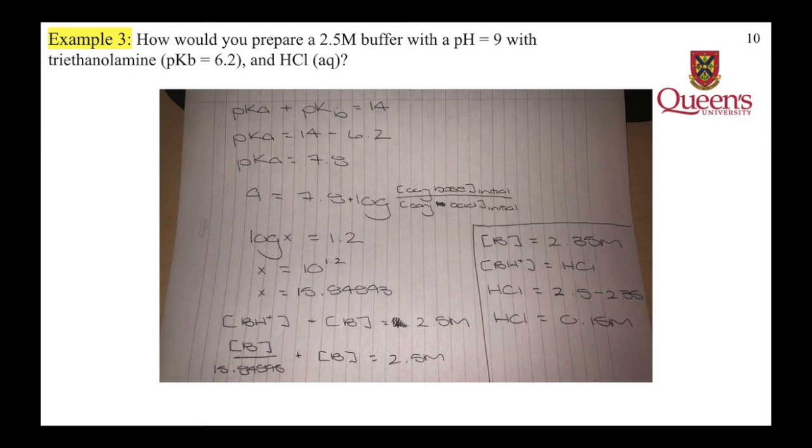And then the BH+ is equal to Cl, so HCl. So HCl equals 2.5 minus 2.35. So in the 2.5 buffer solution, HCl is only 0.15 gram per mole, and triethylamine is 2.35 grams per mole.